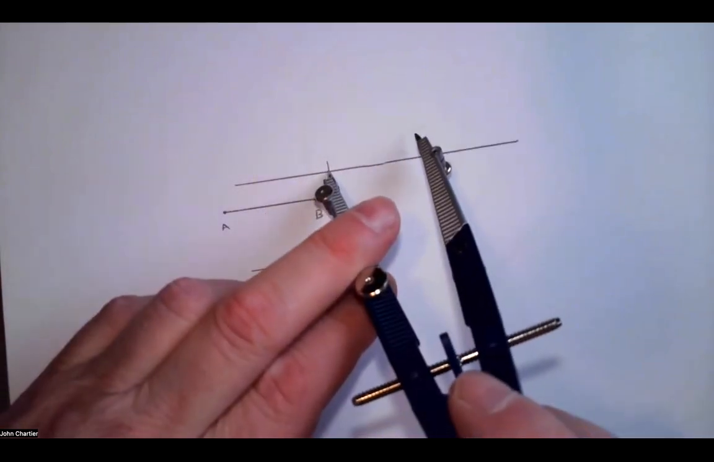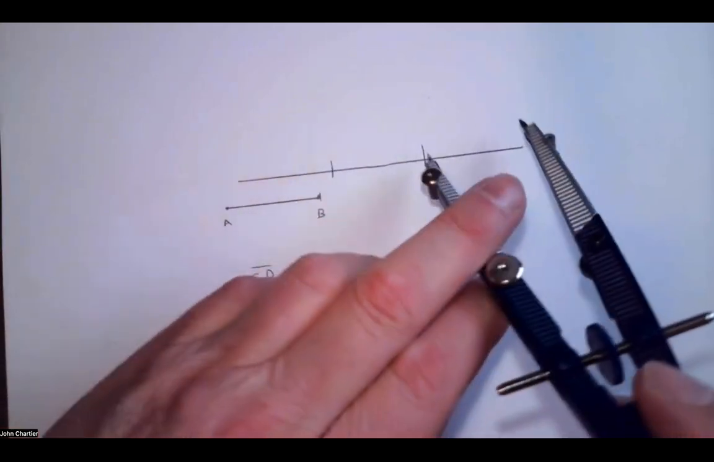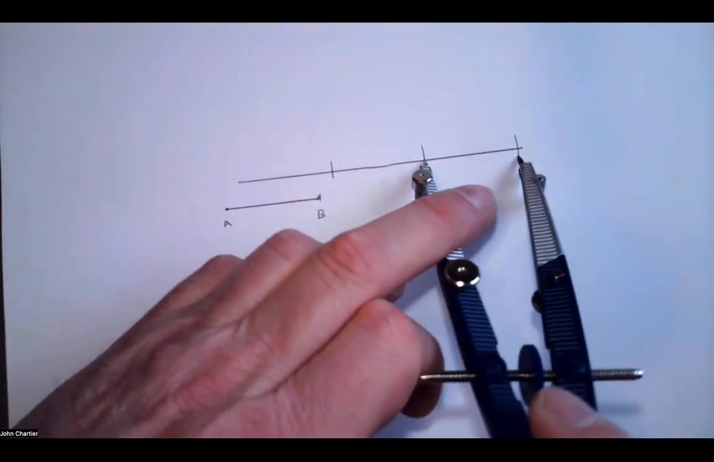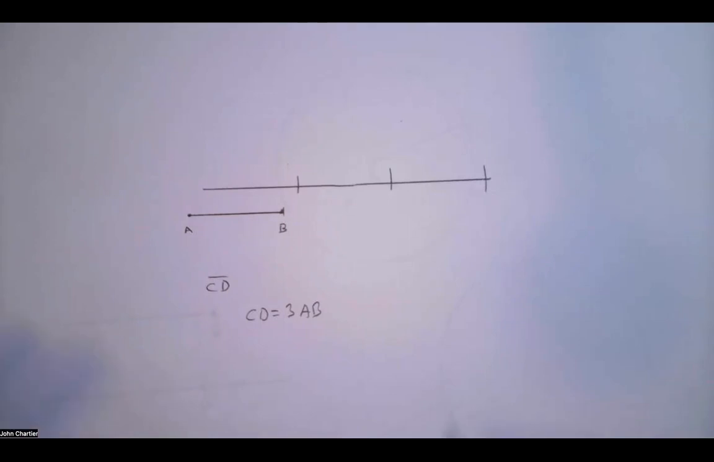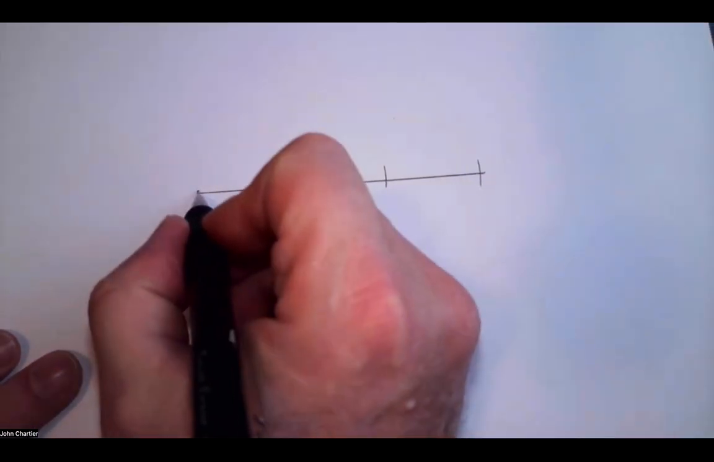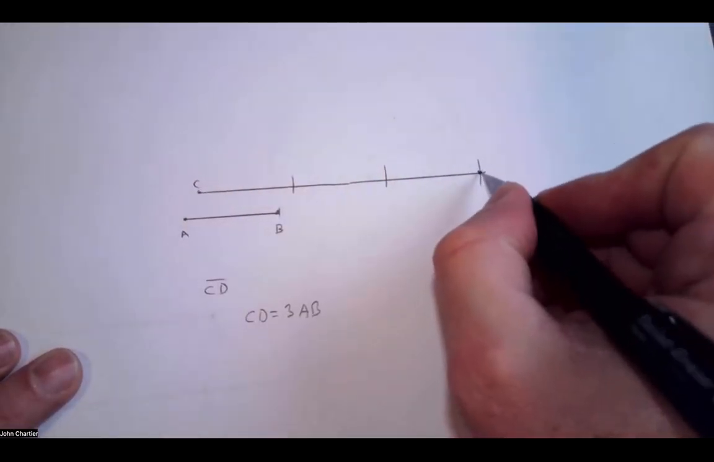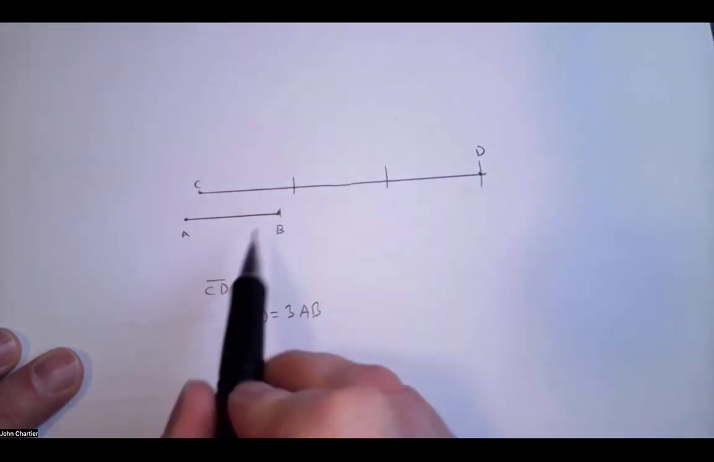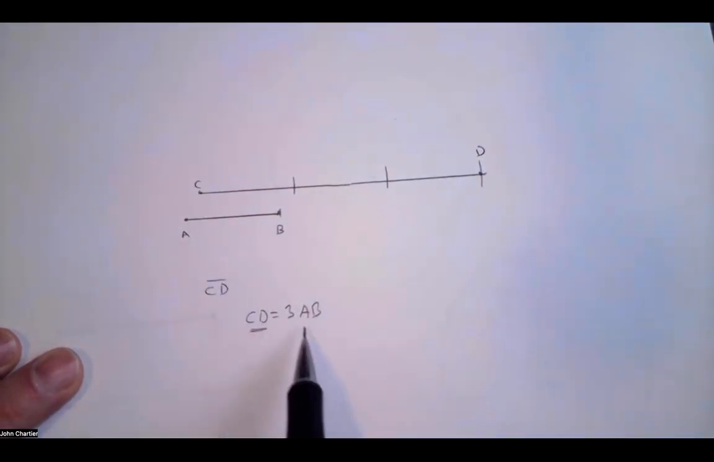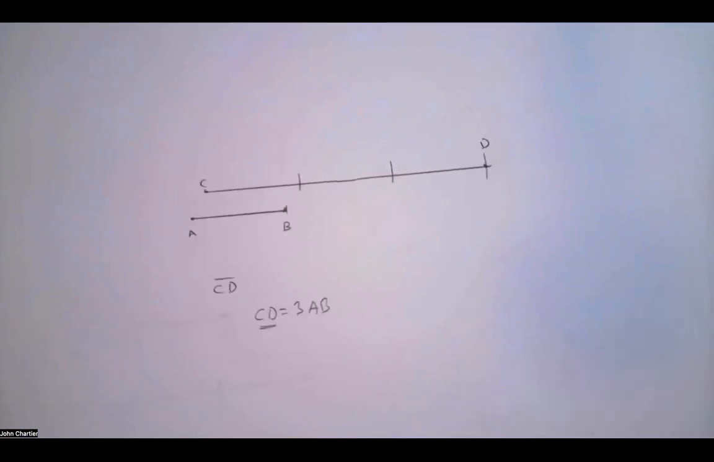Oh, I sure hope I made this long enough. Twice. Did I do it? Yes, sir. There we go. So if this is point C, then this would be point D. And now CD is 3 ABs. So that's what the homework will look like. A couple more.